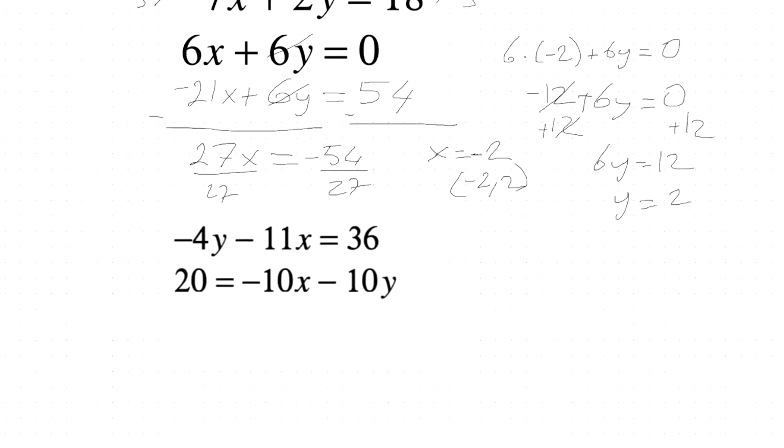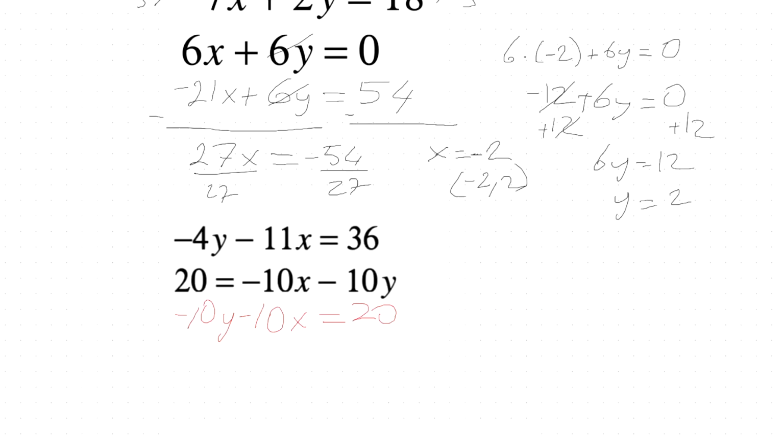-4y minus 11x equals 36. 20 equals -10x minus 10y. In this example, they didn't give you the variables in order, as used to be in the previous examples. In this case, we will just go ahead and combine and try to make them in order. So I will just rewrite this so that you can see it in order: negative 10y minus negative 10x is equal to 20. So I'll just try to make it look like the first equation.